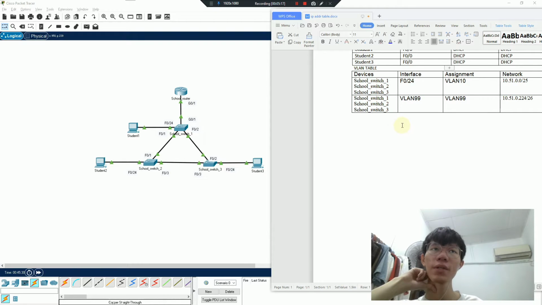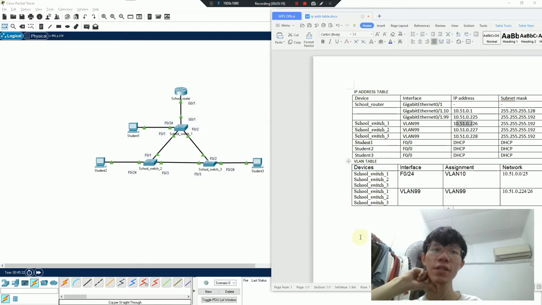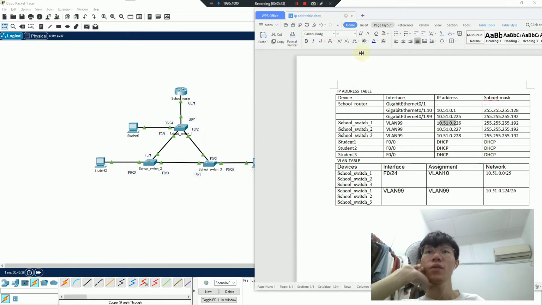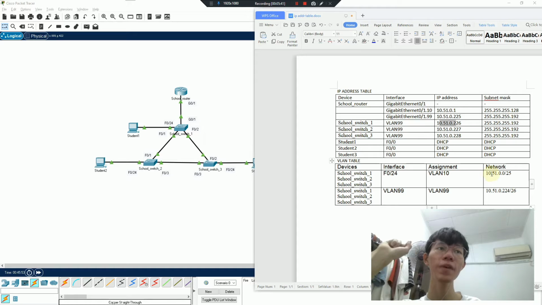Next is the VLAN table for the switches. All of the switches will have fast Ethernet 0/24 configured in access mode, assigned to VLAN 10, and the network is 10.51.0.0/25.